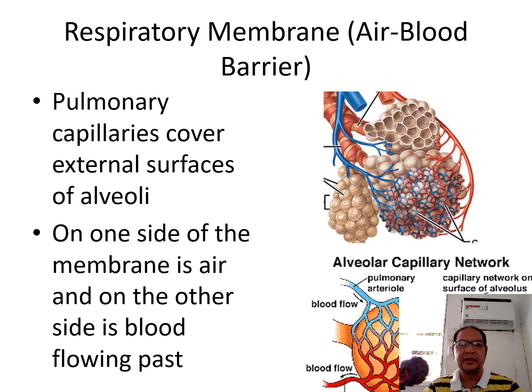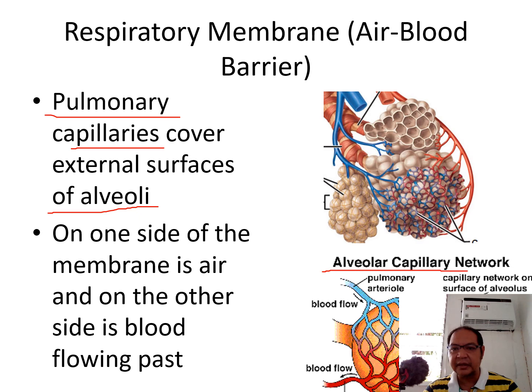Okay? So pulmonary capillaries cover the external surface of the alveoli. So here, if you look at the alveoli, we have the vein and we have the arteries. And the connection between the two is called the capillaries. Okay, the alveolar capillary network. So one side of the membrane is air and the other side is blood flowing fast.